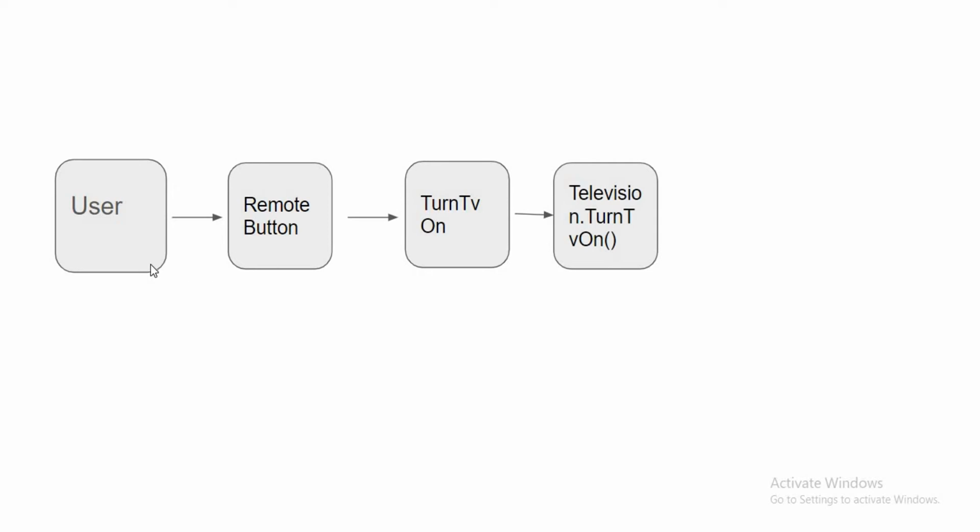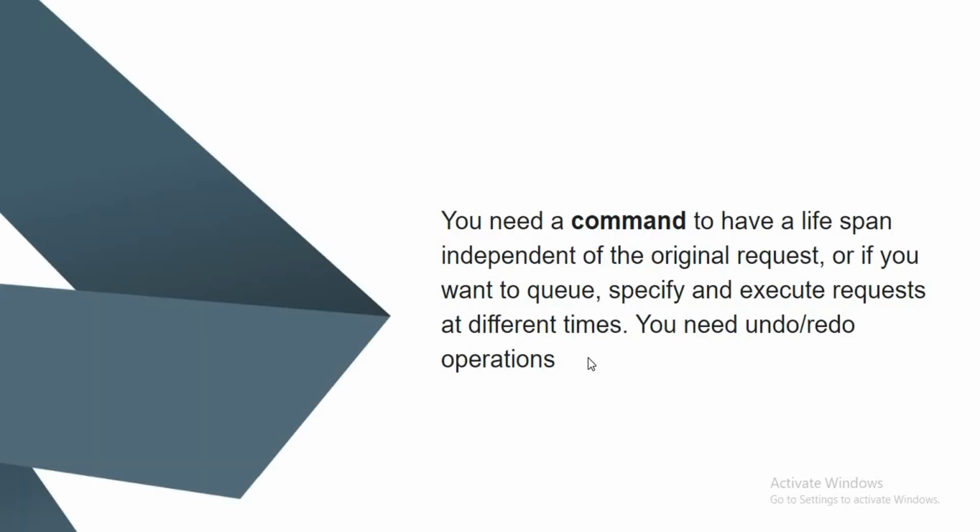It means the user is sending a request to the invoker, which is the remote button, and it will look for the specific object which can perform this function perfectly and send the request to it, and now it will do its function and the television will be on automatically. Okay, I think you guys got it. If you have queries, please comment in the comment section, and let's go to the next slide.